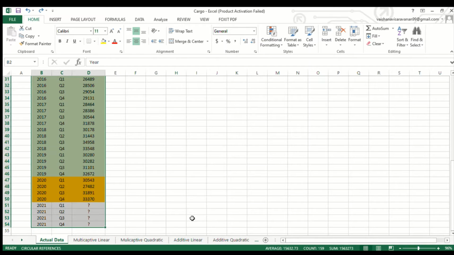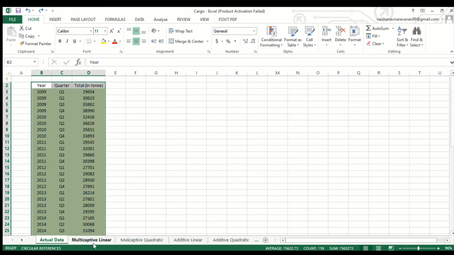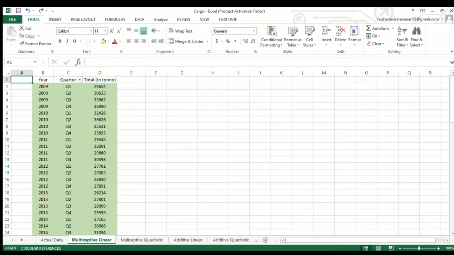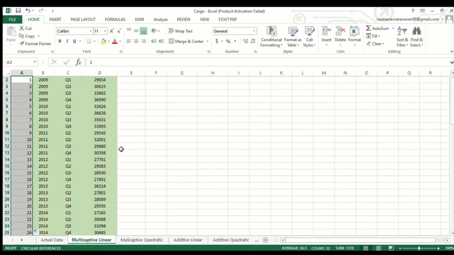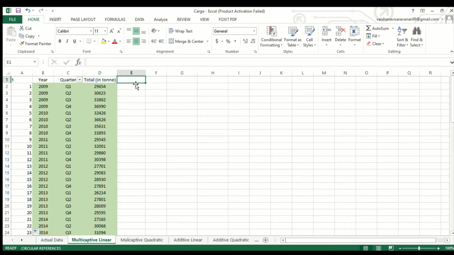From the actual data, first of all we are going to do the multiplicative linear decomposition method. So we take the data and we paste it into the multiplicative linear sheet, and I'm going to add the t, which is the time period. So 1, 6.